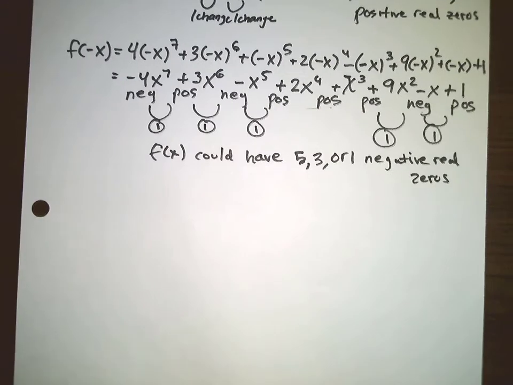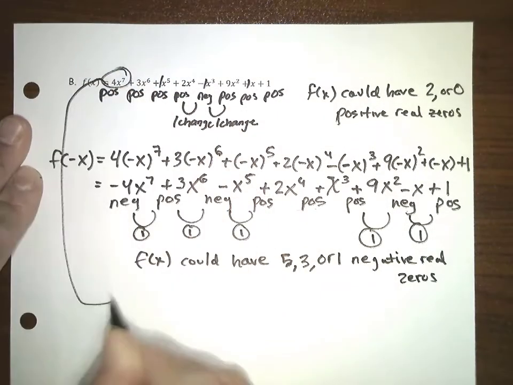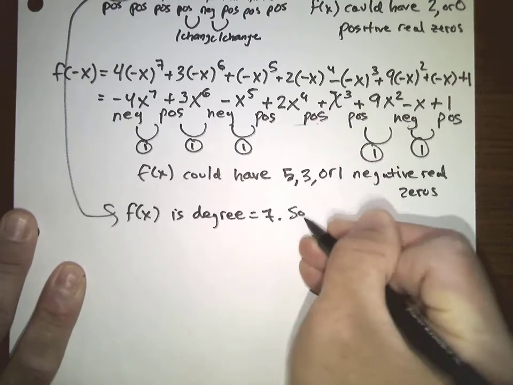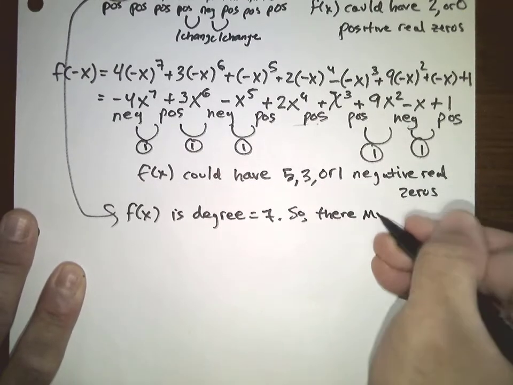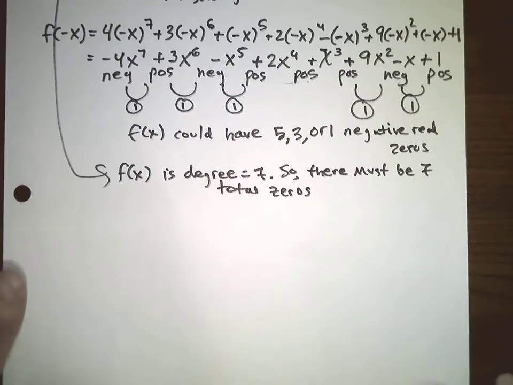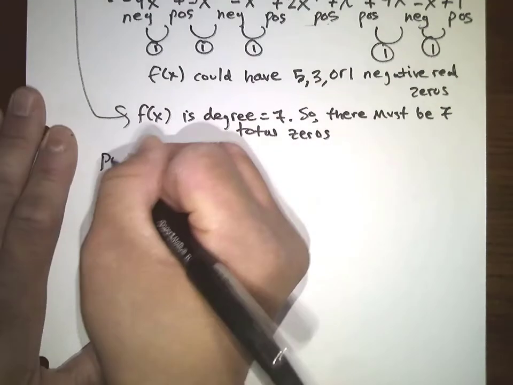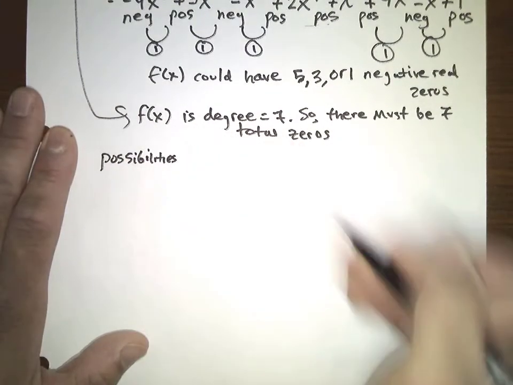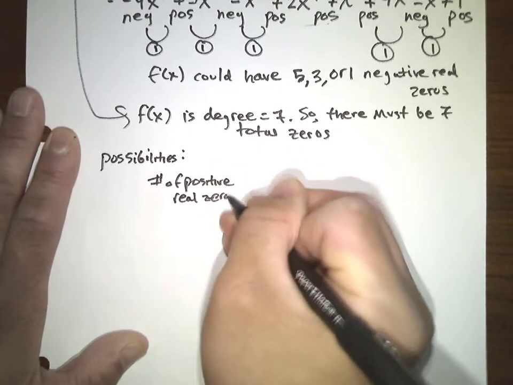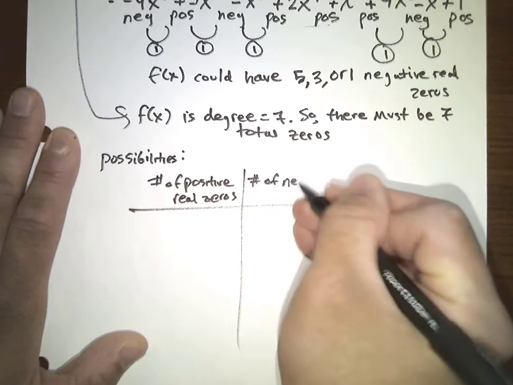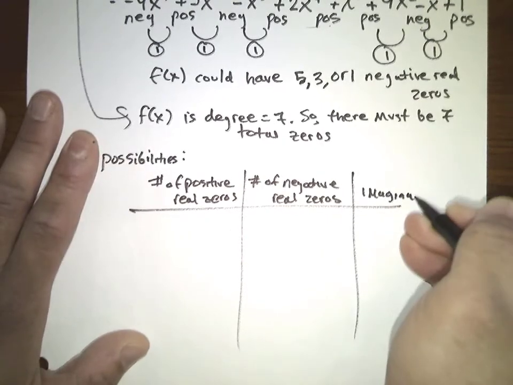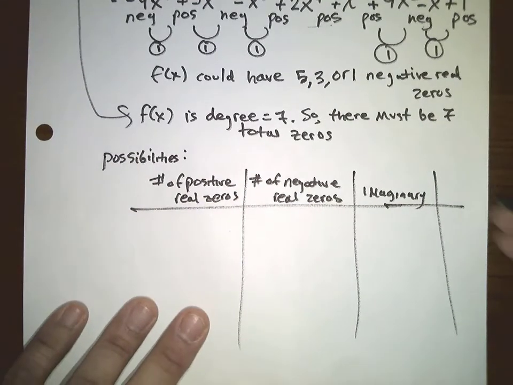All right, so I also noticed that f of x was of degree 7. So f of x has degree equal to 7, so there must be 7 total zeros. Then I can make a chart just like before of the possibilities: the number of positive real zeros, the number of negative real zeros, the imaginary zeros, and then the total.